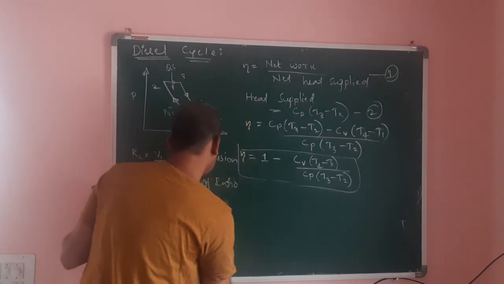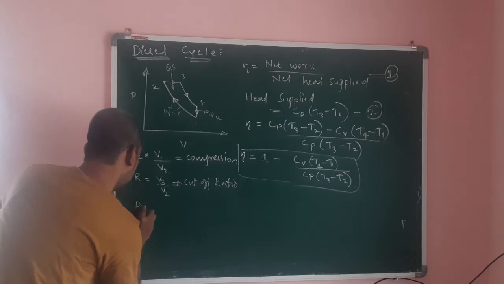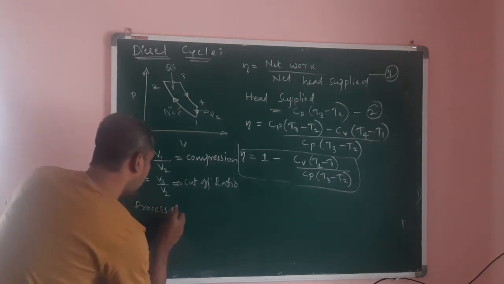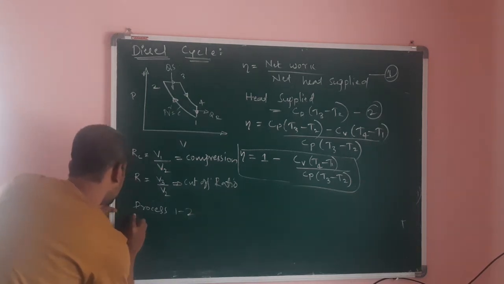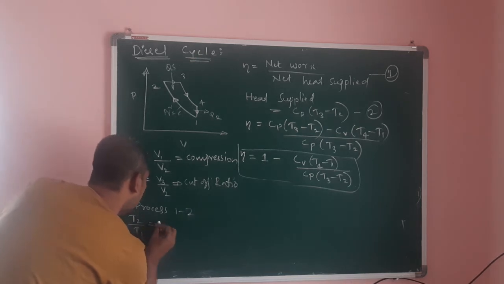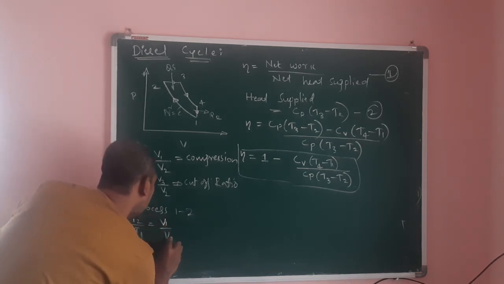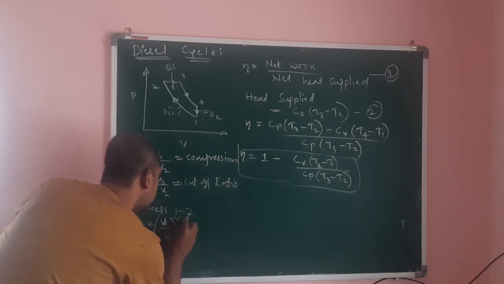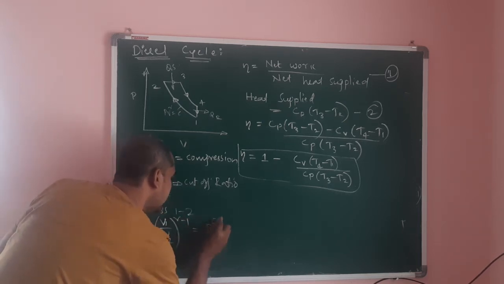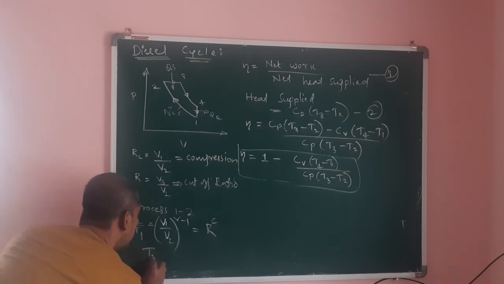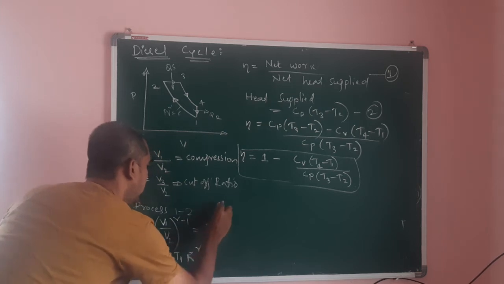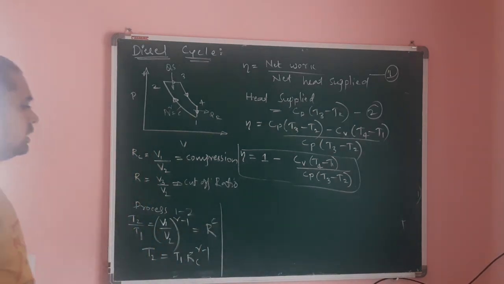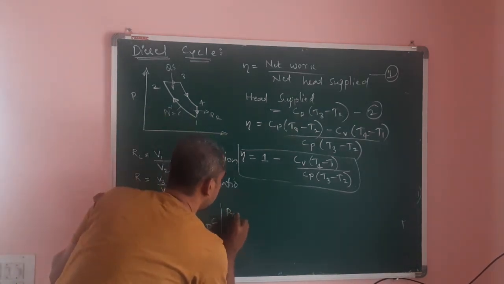For process 1 to 2, what is there? T2 by T1 is equal to P1 by P2 raised to gamma minus 1. P1 by P2 is nothing but RC. Therefore, T2 is equal to T1 RC raised to gamma minus 1. Now we got T2 in terms of T1.